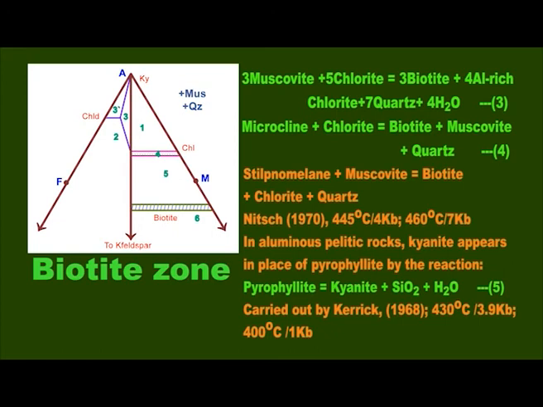In aluminous pelitic rocks, kyanite appears in place of pyrophyllite. By the reaction, pyrophyllite give rise to kyanite plus SiO2 plus water, reaction number 5. This reaction was carried out by Kerrick 1968, 430 degree centigrade 3.9 kilobar, 400 degree centigrade 1 kilobar.